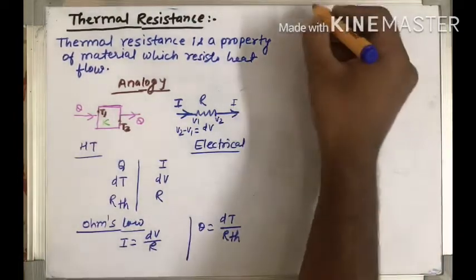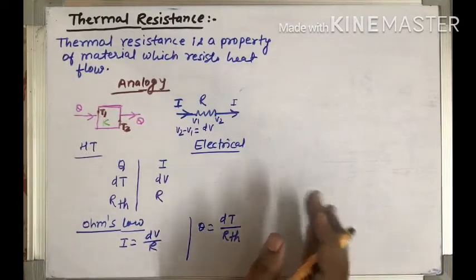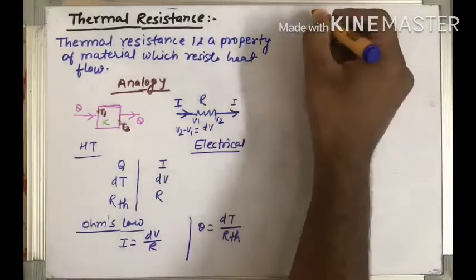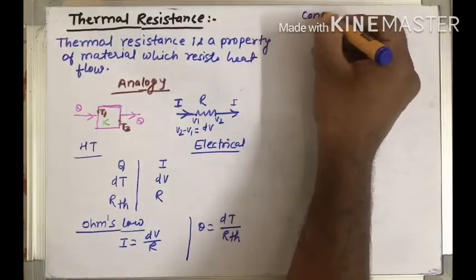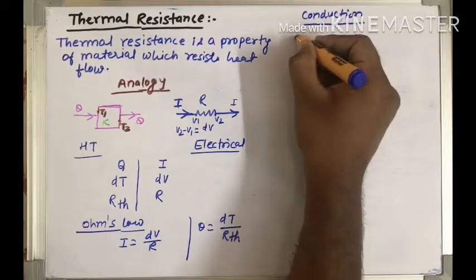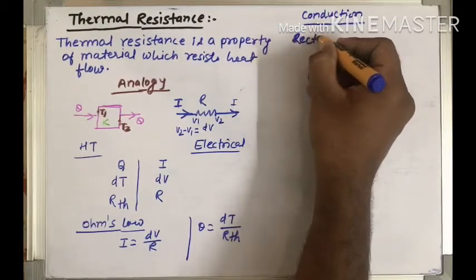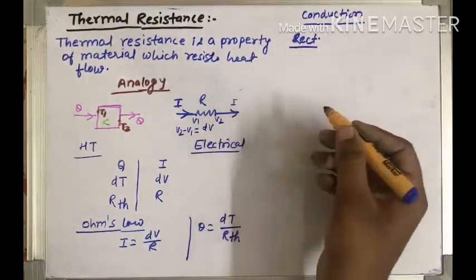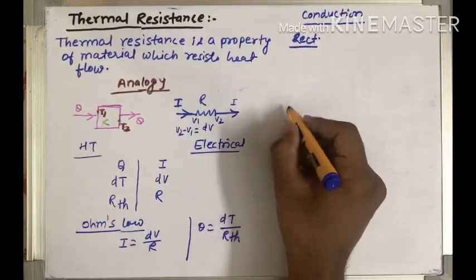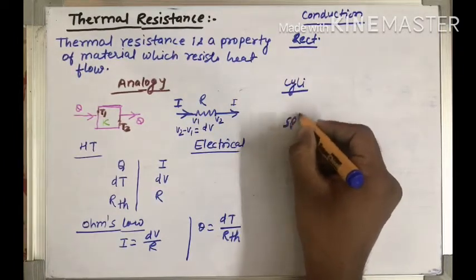Now, in the rectangular coordinate, what would be the thermal resistance in particular applications or particular cases that we are going to see? For conduction, as we know, there are three coordinate systems. Number one is the rectangular coordinate, sometimes also known as a wall. The second is the cylindrical coordinate, and the third is the spherical coordinate.